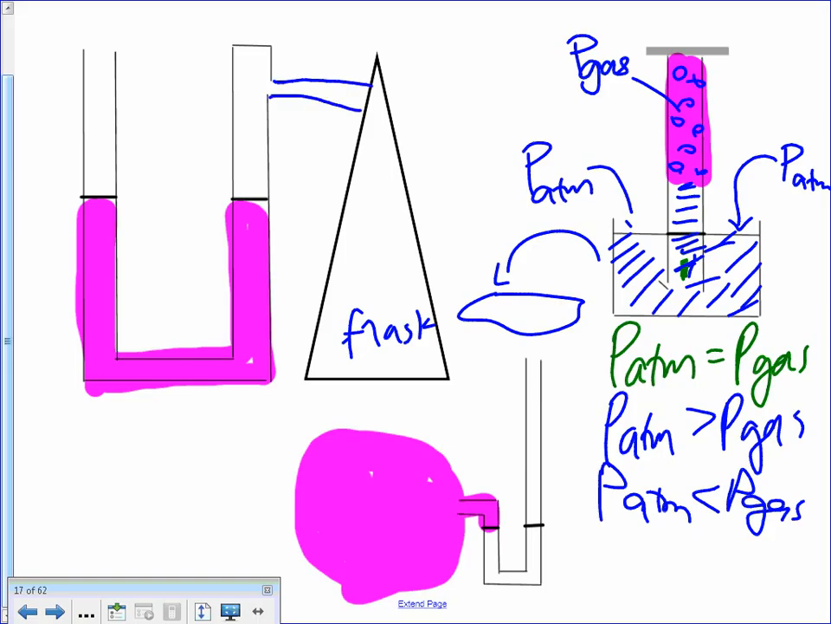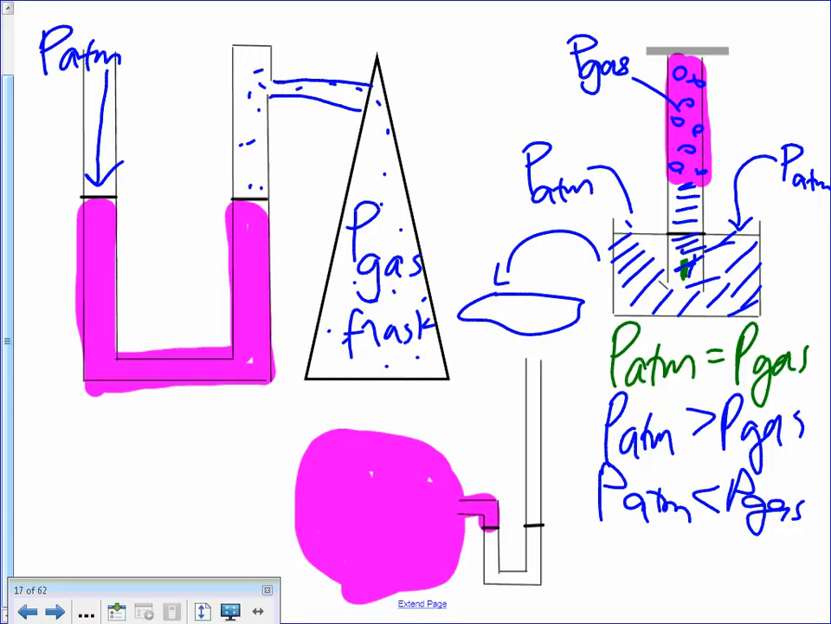Well, this flask has some crazy reaction going on in it, right? The crazy reaction is making a gas. Here's our gas, P gas. And P gas is just in our flask, and it's pushing because it's everywhere over here too. Well, P of the atmosphere is exposed to the open end of the U-tube.